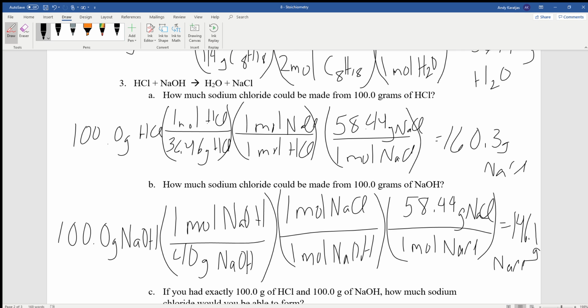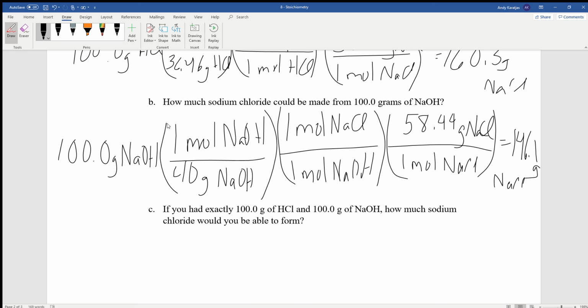So what we're saying here is that 100 grams of hydrochloric acid is enough to make 160 grams of sodium chloride, but 100 grams of sodium hydroxide is only enough to make 146.1 grams of sodium chloride. So what's our limiting reactant? Our limiting reactant is the sodium hydroxide, because that's the one that lets us make less sodium chloride. So if we had exactly 100 grams of HCl and 100 grams of sodium hydroxide, how much sodium chloride could we form? Well, it's the lesser of the two amounts, 146.1 grams.